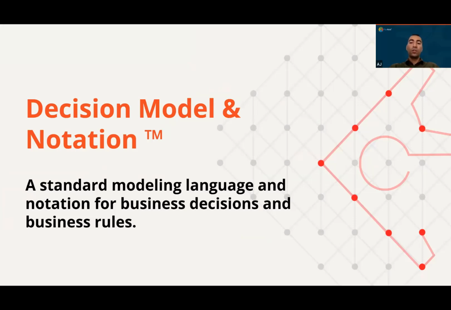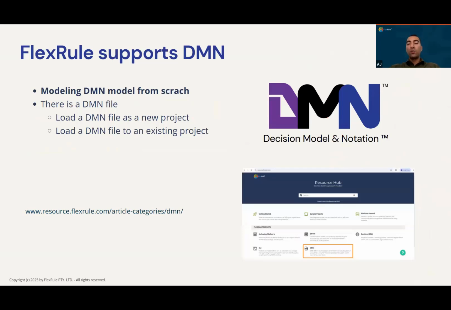FlexRule is now the only decision intelligence platform to achieve the highest conformance level for Decision Model and Notation, or DMN. DMN is a standard modeling language for the precise specification of business decisions and business rules. It uses decades of expertise from thousands of professionals, offering the best practice for modeling and executing business rules and business decisions. Let me explain how we can use DMN in the FlexRule platform.